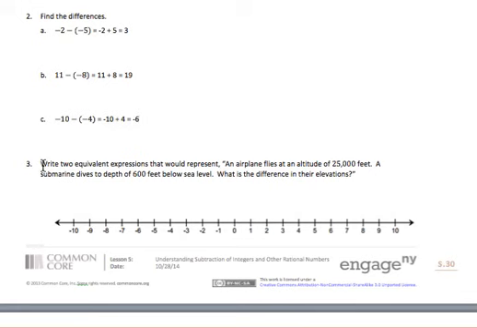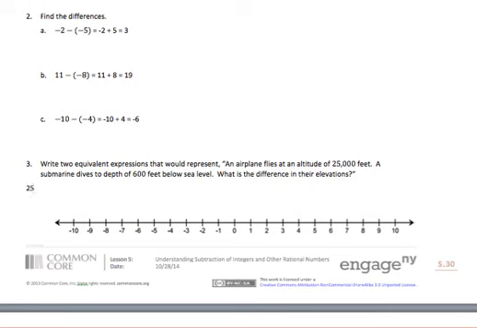In question 3, you're asked to write 2 equivalent expressions that would represent an airplane flying at an altitude of 25,000 feet, and a submarine dives to a depth of 600 feet below sea level. What is the difference in their elevations? So we could write it as a subtraction problem and then also as an addition problem.